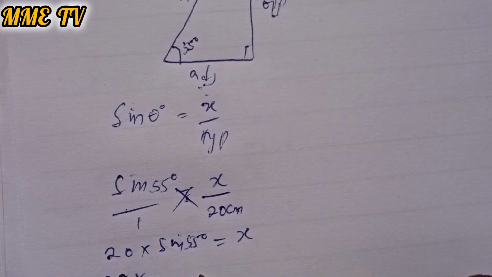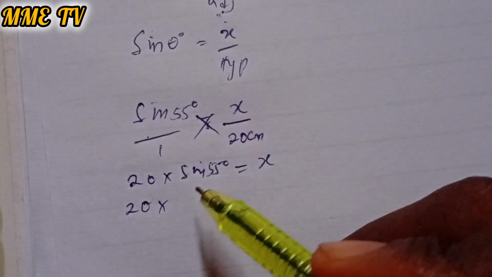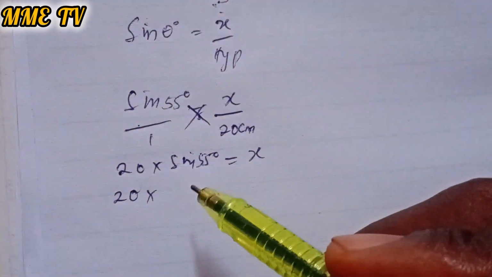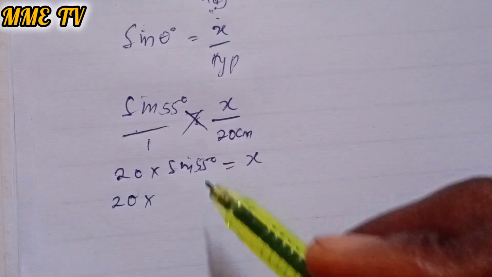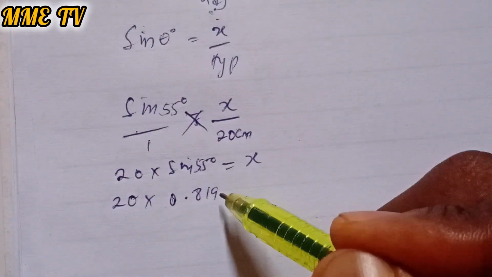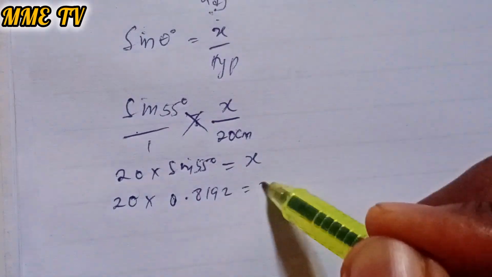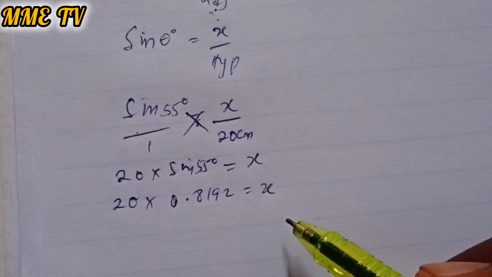If you have a calculator, what you are expected to do here is this. You're going to use your calculator and press sine 55. Sine 55 will give you 0.8192 equal to x. I hope you're getting this.